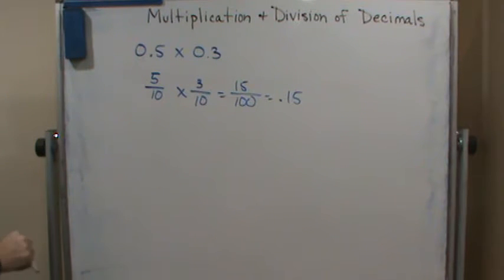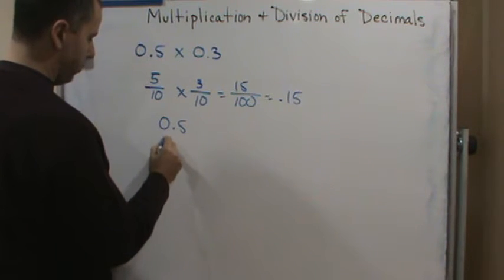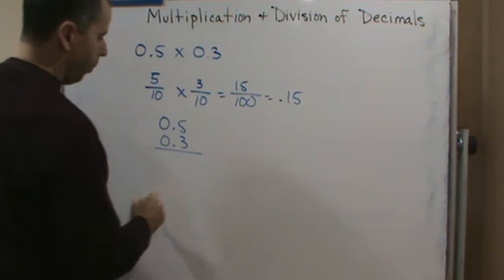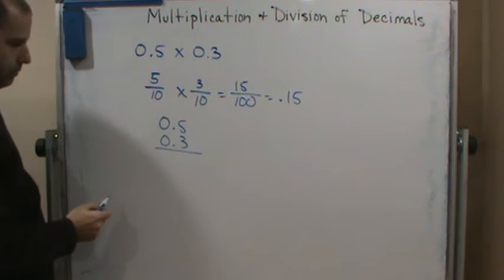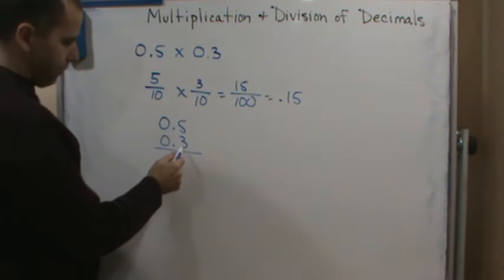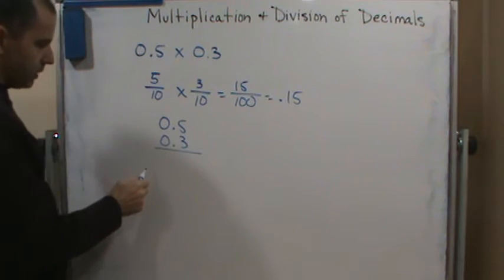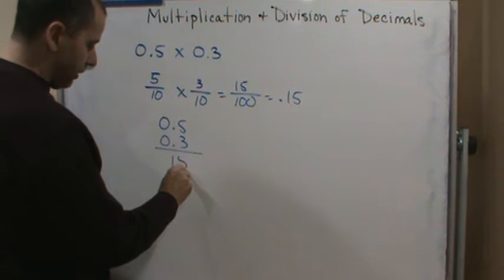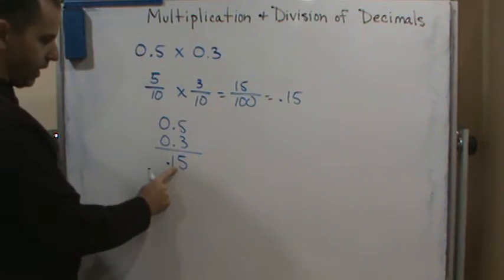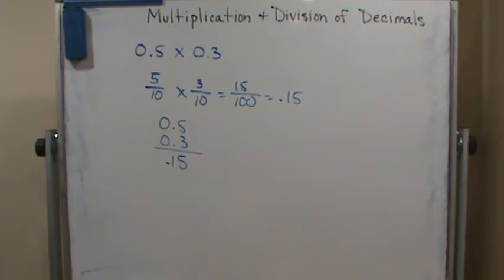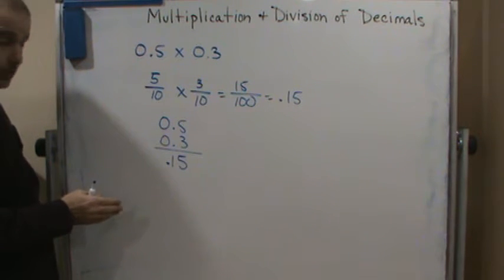Okay? Now if I do it this way, 0.5 times 0.3, what's going on here? I'm doing tenths times tenths. If I multiply tenths by tenths, I get hundredths. And so 3 times 5 is 15, but it's hundredths. So I've got to make sure the 5 is in the hundredths place. The thing is that the decimal points don't line up.